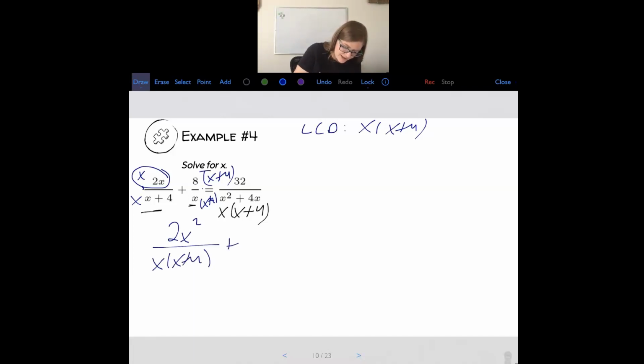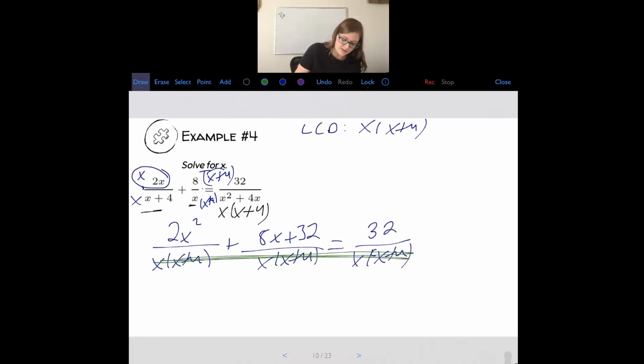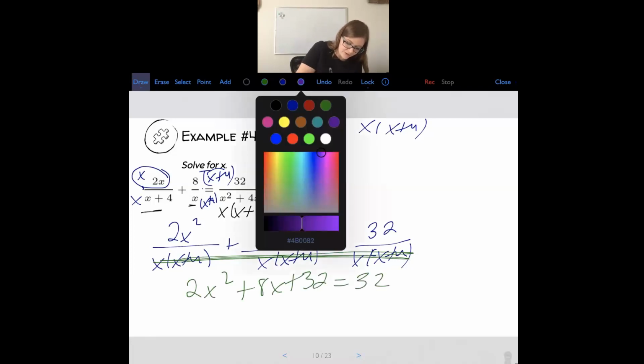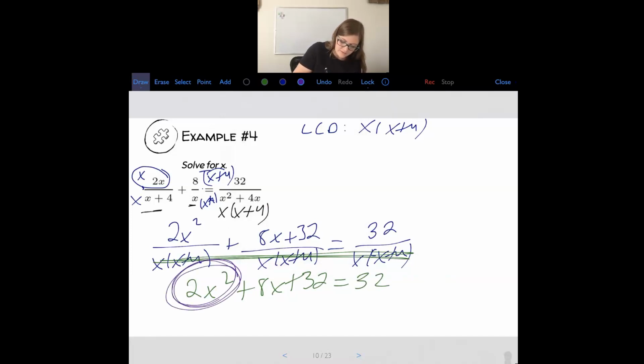I'm going to distribute 8 times x. 8 times 4 is 32. This is equal to 32 over x squared plus 4x, or x times x plus 4. Okay. So we can let go of our denominators, and this is what we have left. 2x squared plus 8x plus 32 equals 32. Look at what showed up. X squared. You want to start thinking of factoring, square root property, or quadratic formula.